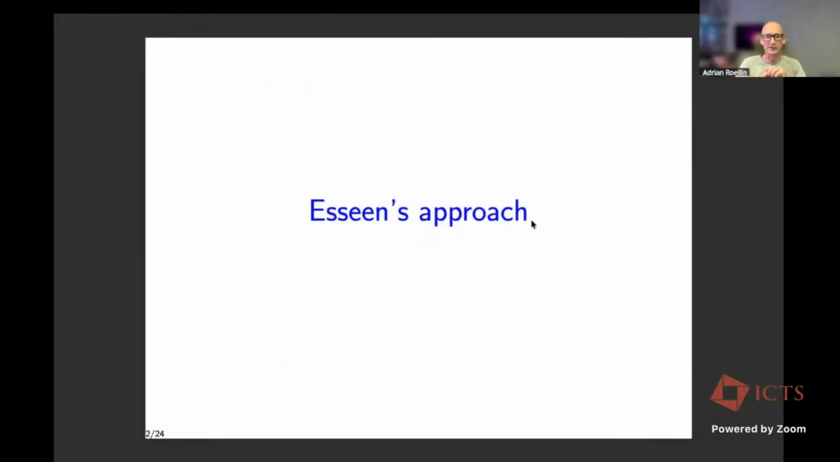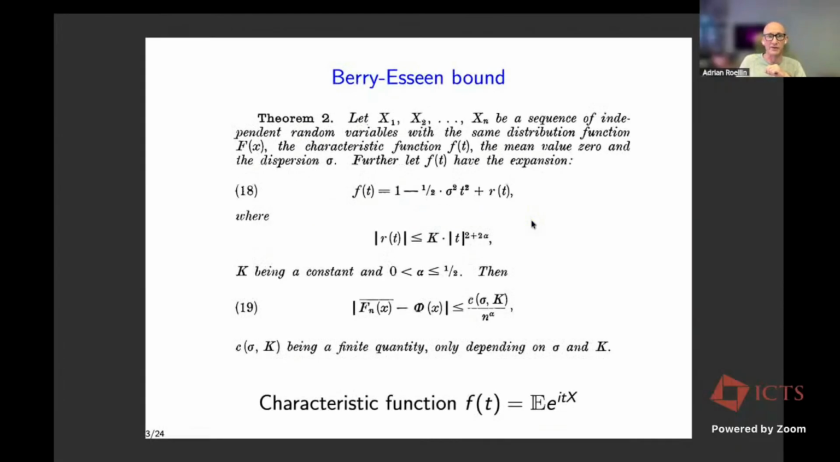So let's start with Esseen. Carl Gustav Esseen was a Swedish probabilist who is famous for what's called the Berry-Esseen theorem, which is a rate of convergence for sums of independent random variables, which was a breakthrough in the 40s. While the convergence itself was proved much earlier, the quantification of that result took much longer. So let me have this snapshot from Esseen's paper so that we have the setup.